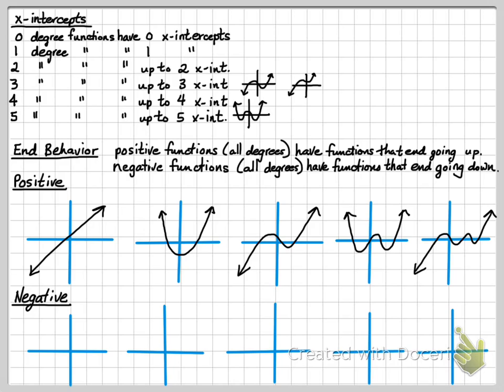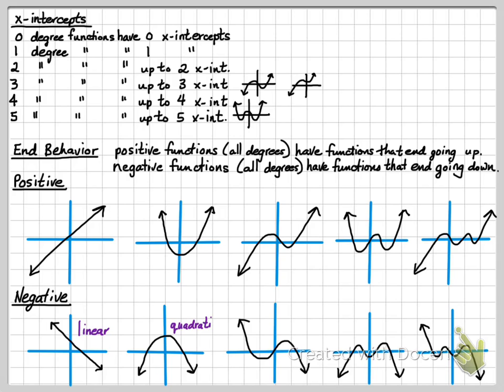Now for negative, here's y equals negative x, here's y equals negative x squared, y equals negative x cubed, y equals negative x to the 4th, and y equals negative x to the 5th. Notice as you move to the right, in the bottom, all of the graphs end going down, whereas the top ones all end going up. That's what we talk about as end behavior.